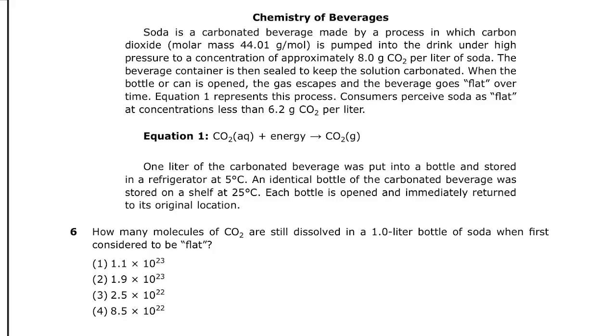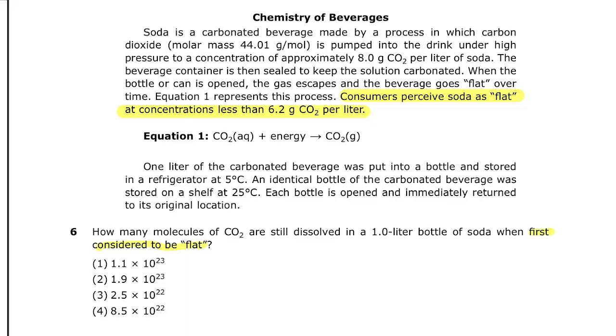So for the first question, we want to know the molecules when it is first considered to be flat. So we want the maximum amount of carbon dioxide when it's flat. And the passage gives this to us because it says consumers perceive the beverage as flat at concentrations less than 6.2 grams of CO2 per liter. So all this question is asking us to do is convert 6.2 grams of CO2 to molecules of CO2. So we need to do dimensional analysis to solve this.